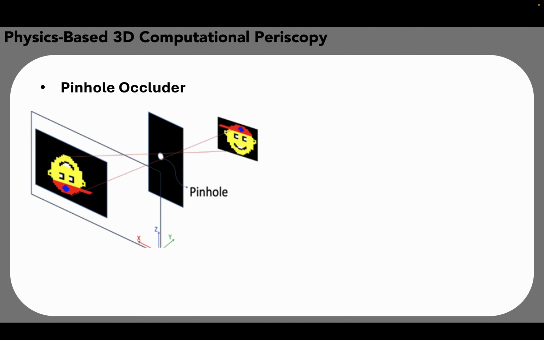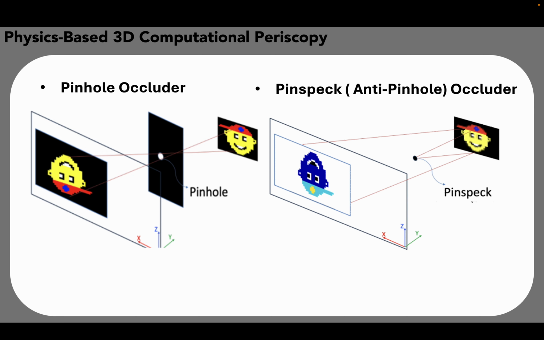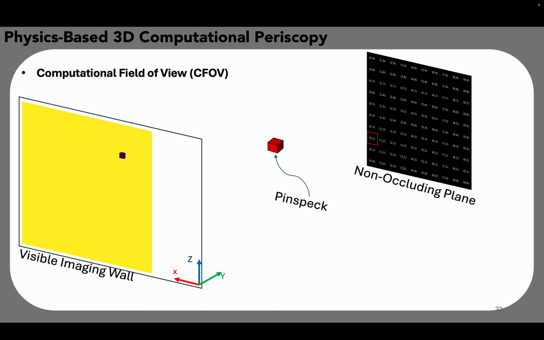Next, we model objects in the occluding region as an anti-pinhole occluder. In a pinhole occluder, the non-occluding image is projected on the visible wall. In an anti-pinhole occluder, also known as the pin spec occluder, a negative image is projected on the visible imaging wall. Given a pin spec as a voxel and a light source at the pixel on the non-occluding plane, we can visibly see the shadow or negative image of the intensity of light at the projected location on the visible wall. And as we change the light source location, the location of the shadows changes.